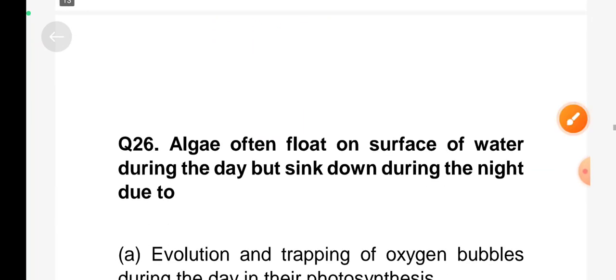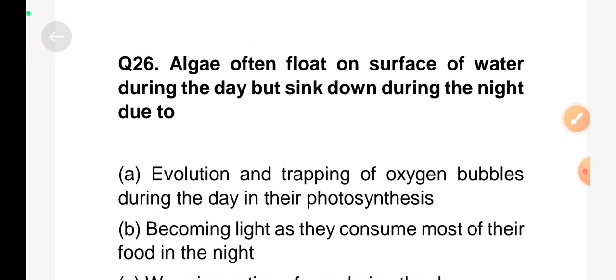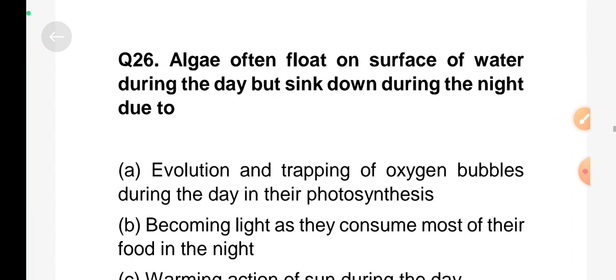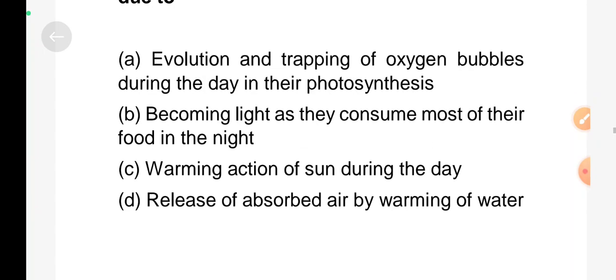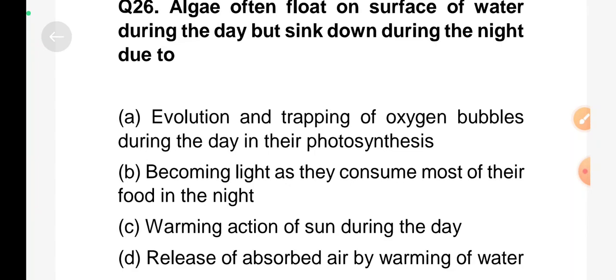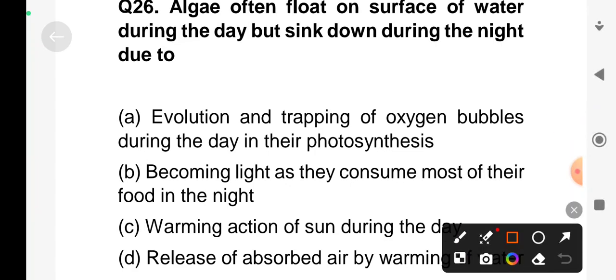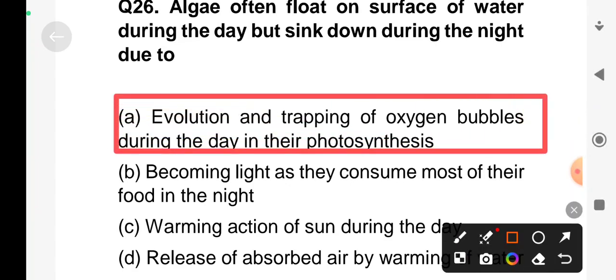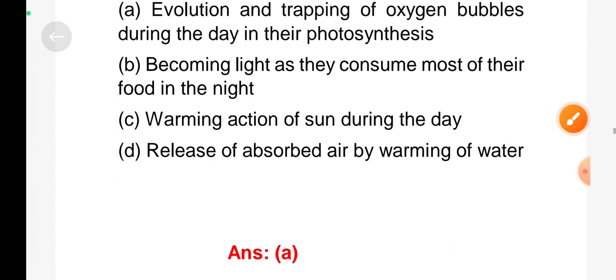Next question. Algae often float on surface of water during the day but sink down during the night due to option A evolution and trapping of oxygen bubble during the day in their photosynthesis, option B becoming light as they consume most of their food in the night, option C warming action of sun during the day, option D release of absorbed air by warming of water. Right answer is option A, evolution and trapping of oxygen bubbles during the day in their photosynthesis.